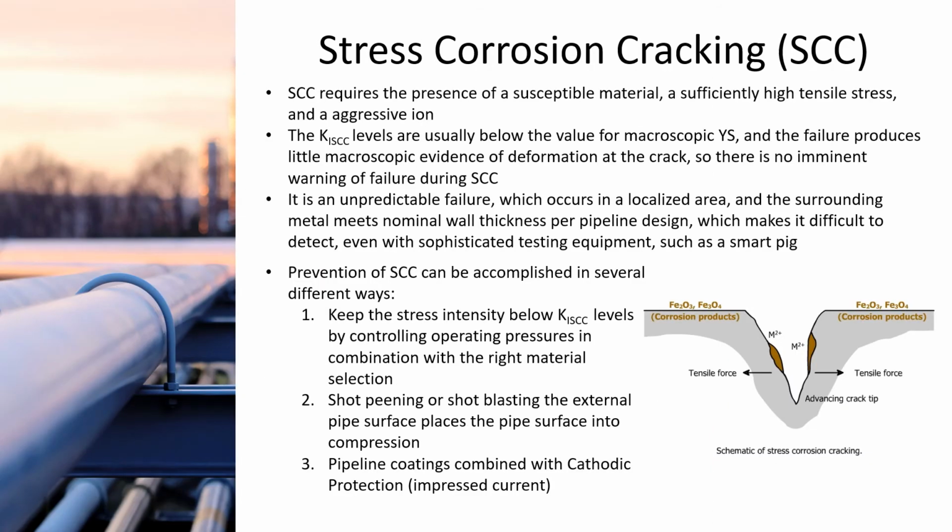Another important aspect of pipeline design is stress corrosion cracking. It's something that you always have to be aware of when you have the presence of a susceptible material, a sufficiently high tensile stress, and an aggressive ion. I wanted to focus more on how you prevent it. If you take away any of those 3 parts, you will prevent the stress corrosion cracking. So you can keep your stress intensities low. You can do shot peening, or you can do a pipeline coating combined with cathodic protection, which is basically an impressed current.